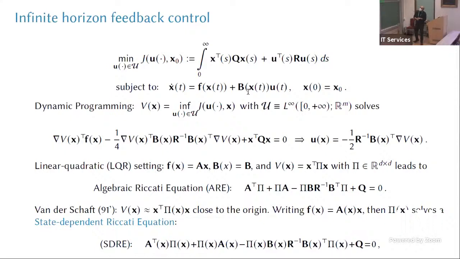And just to start closing, what does this have to do with neural networks? Well, for instance, I've been working with finite horizon control. If you work with infinite horizon control, you don't have such a nice representation formula.